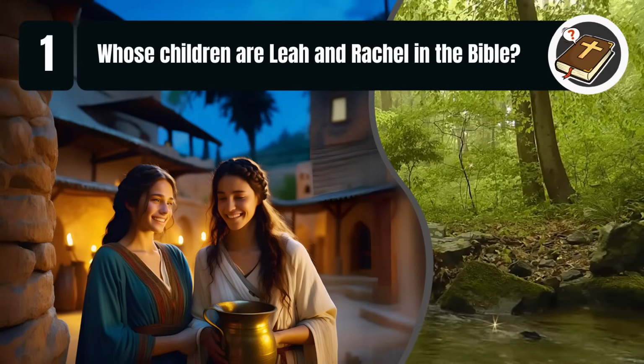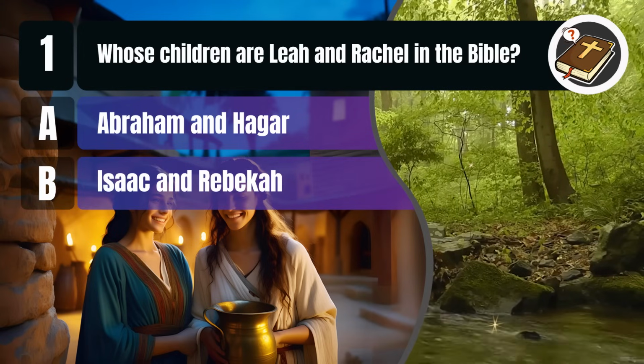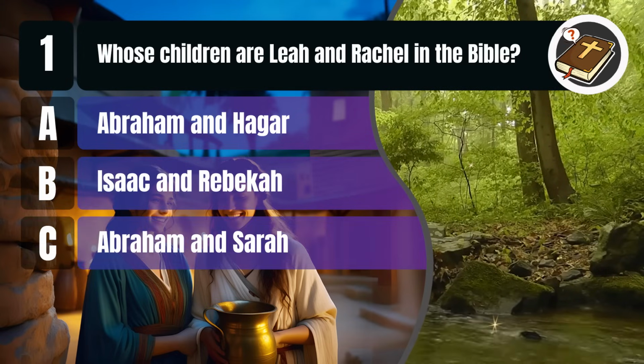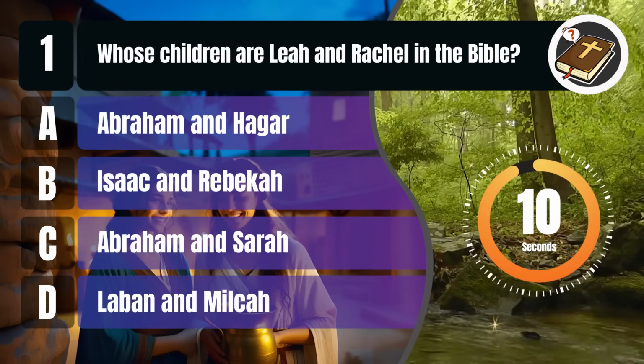Question 1. Whose children are Leah and Rachel in the Bible? A. Abraham and Hagar. B. Isaac and Rebekah. C. Abraham and Sarah. D. Laban and Milcah. You get 10 seconds.